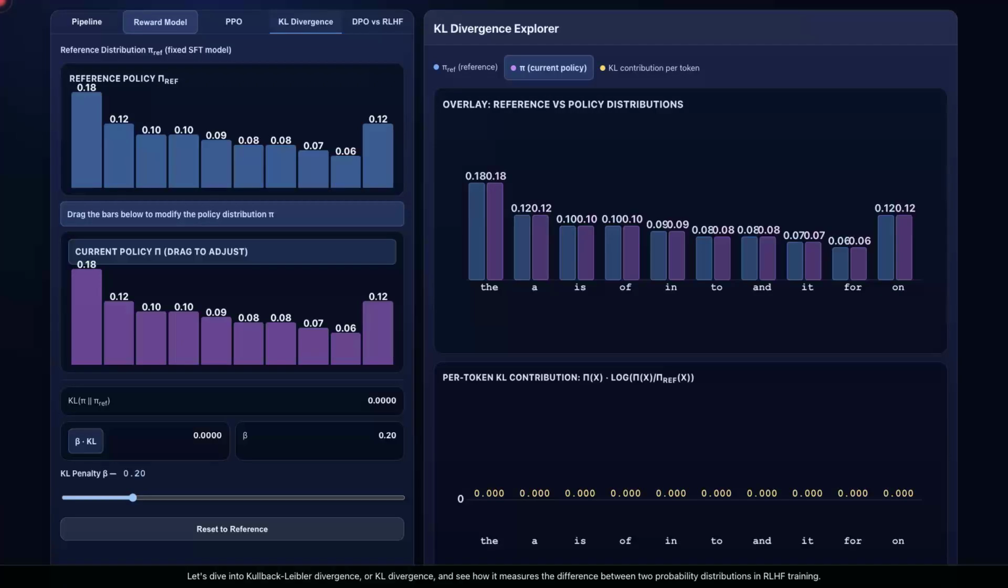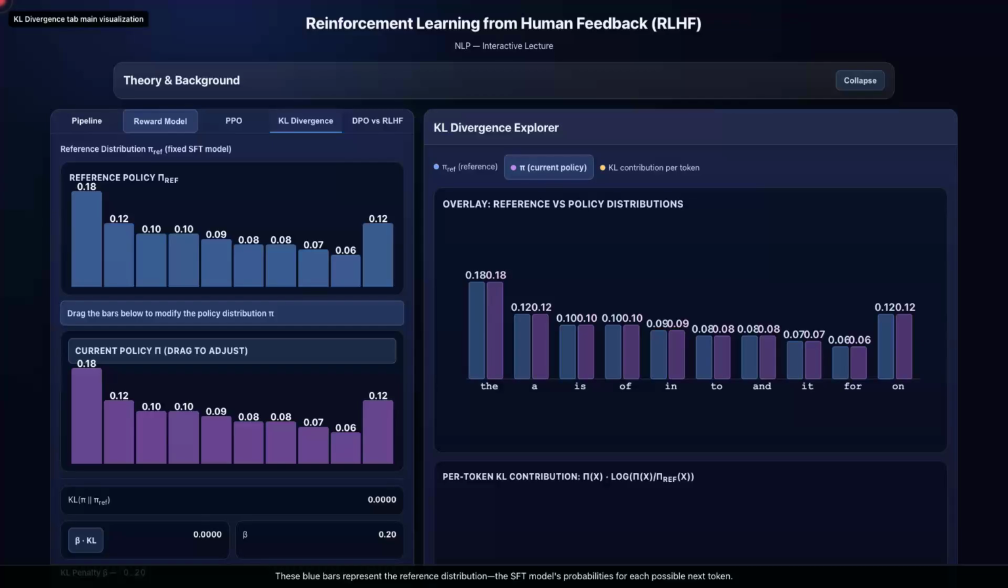Let's dive into Kullback-Leibler divergence, or KL divergence, and see how it measures the difference between two probability distributions in RLHF training. These blue bars represent the reference distribution, the SFT model's probabilities for each possible next token. This is our safe starting point before any RL fine-tuning. The purple bars show the current policy's probabilities. Right now, they match the reference exactly, so the KL divergence is 0. There's no difference between the two distributions.